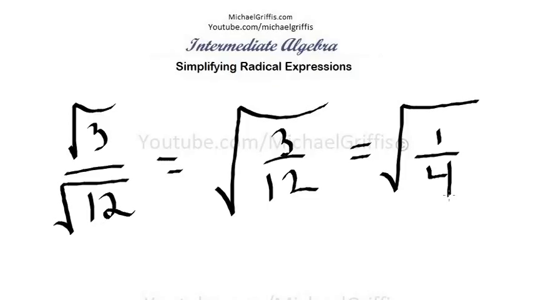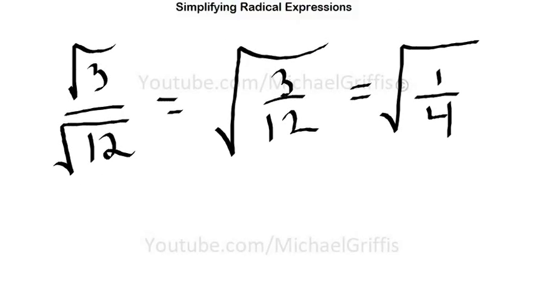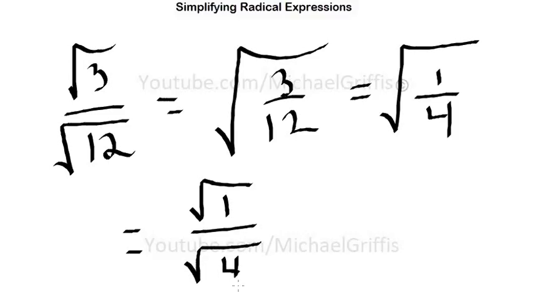Is that right? Going into 12 4 times? I think so. We can now rewrite it as the square root of 1 over the square root of 4. Square root of 1 is 1, square root of 4 is 2, which reduces down to a half. And that's probably how I'd work that problem. There are other ways of doing it, but let's just keep it simple. What else do we got?